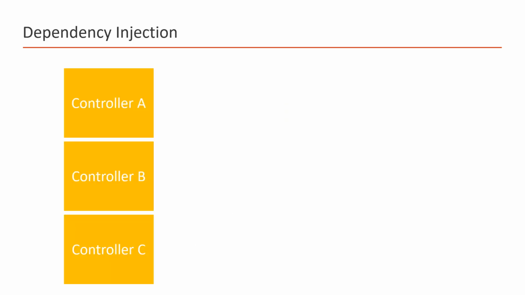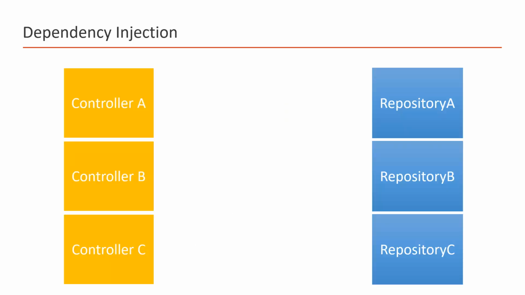Let's say in an application I have 3 controllers and I have 3 services. The names of the services are repository A, B and C. Now I want to use these repositories directly in the controller. If you are using the first approach, then you can simply create the instance of the repository by using the new keyword, but here we will talk about dependency injection.